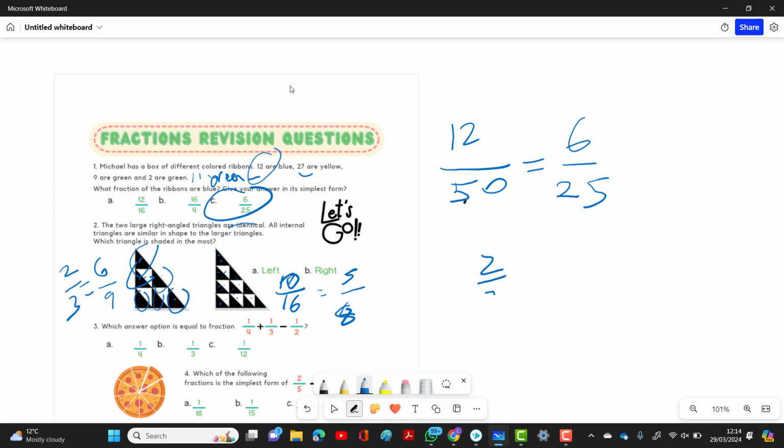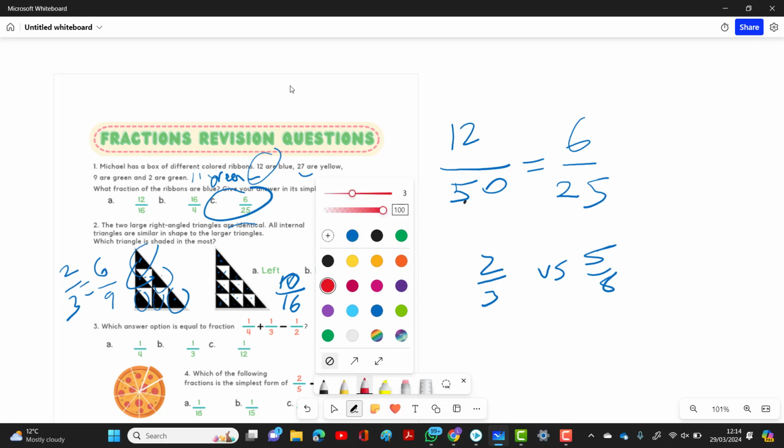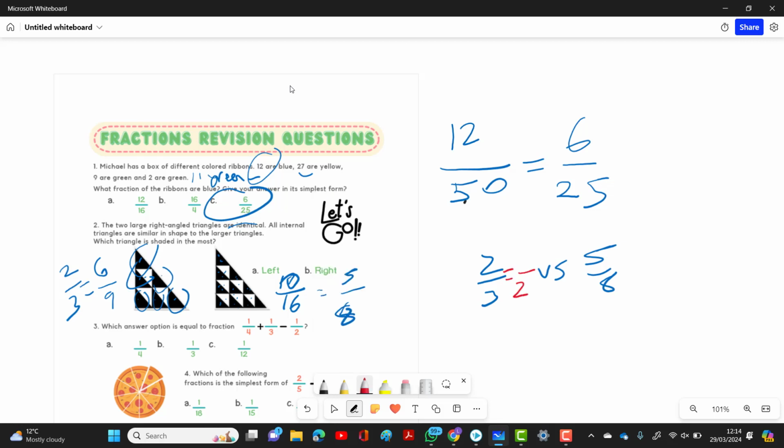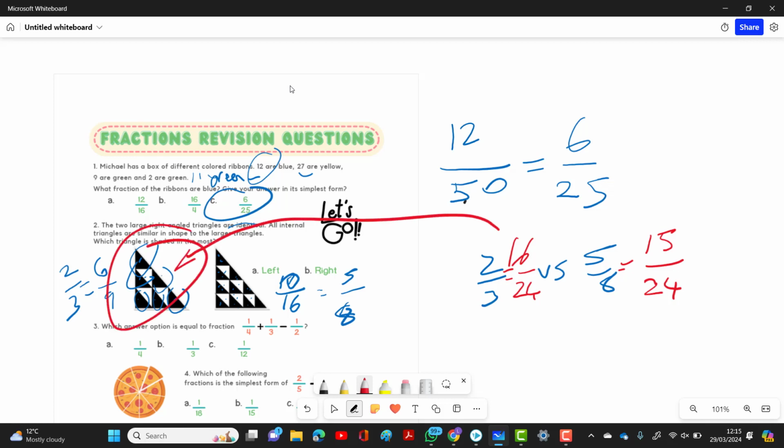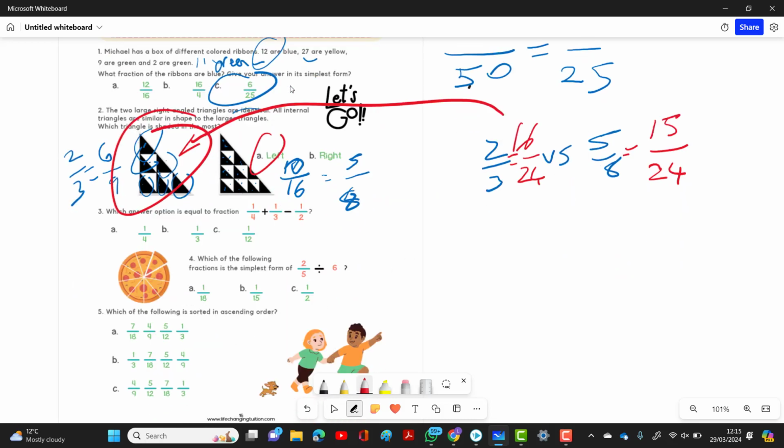How do we compare 2/3 with 5 over 8? Let's put the same denominator. Let's put 24. So you times this one by 8, which gives 16, and this one by 3, which gives 15. So the left is bigger. This one points to the left, so this is bigger. Okay, let's move on to number 3.